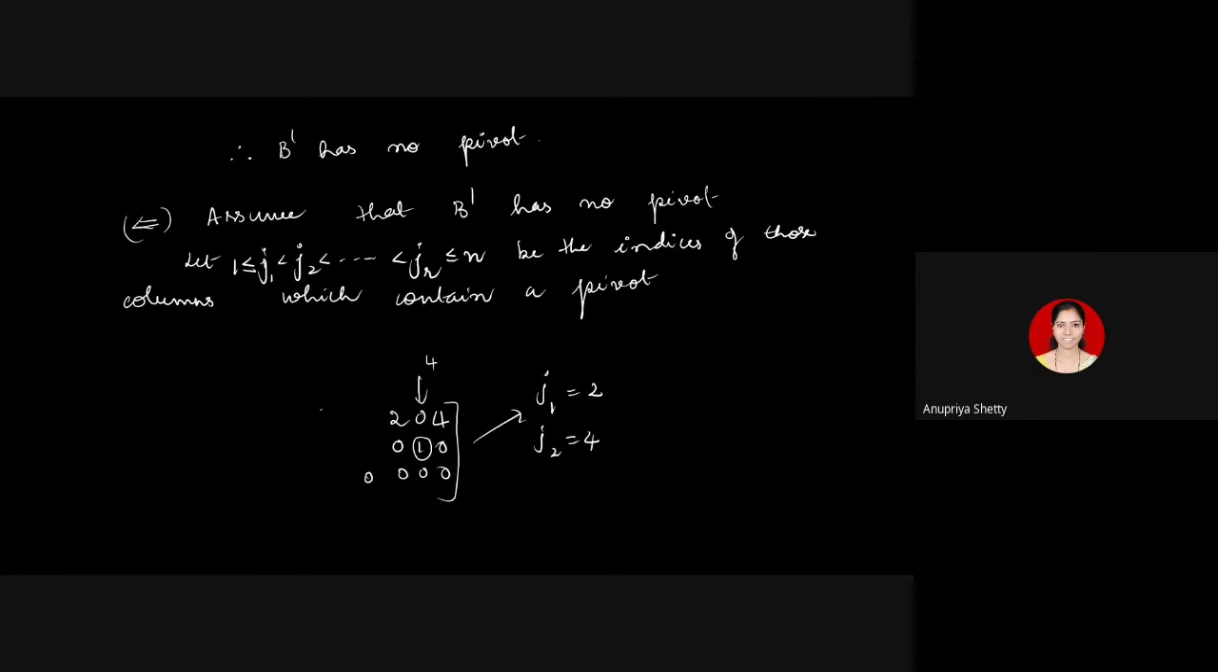And it can happen that all say four columns have a pivot, then I'll have J1, J2, J3, J4 in the increasing order. J1 would be 1, J2 is 2, J3 is 3, and J4 is 4. That's how it would be.